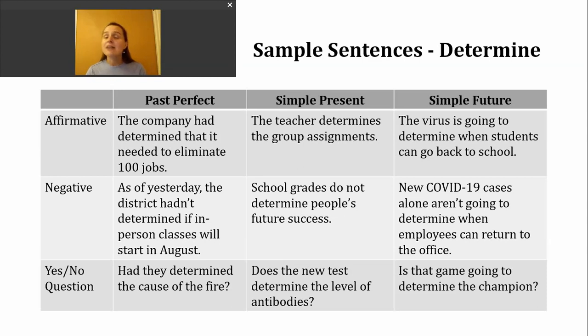If I want to ask a yes or no question about a future action, I'm going to start with my form of be, then I'll have my subject, then going to and the base verb. Here's an example. Is that game going to determine the champion? Again, the verb here, determine, is being used like decide.